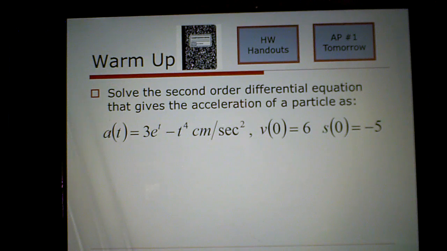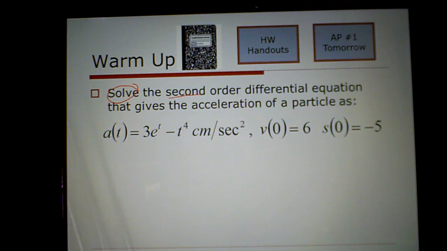So I've given you acceleration. Here's the acceleration. Here's how I know this is an initial value problem: they have a velocity initial condition, right, at time 0, and a position at time 0. They're asking me to solve a second order, and again, the word solve means I have to get all the way back, no derivatives, right?